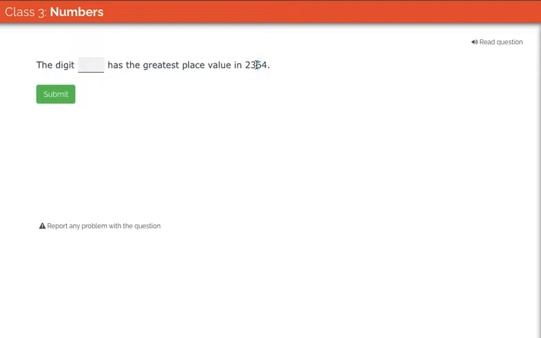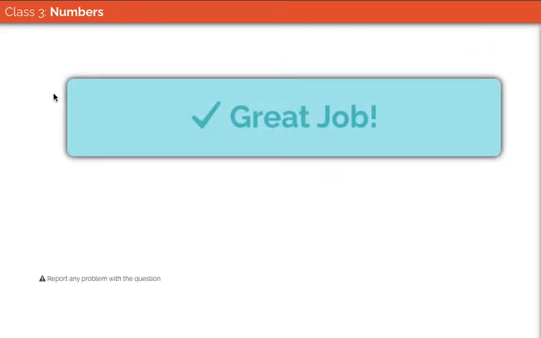Well, now let's compare 2300 with 2000. Of course, 2000 is bigger. So, 2 has the greatest place value in 2364. Great job.